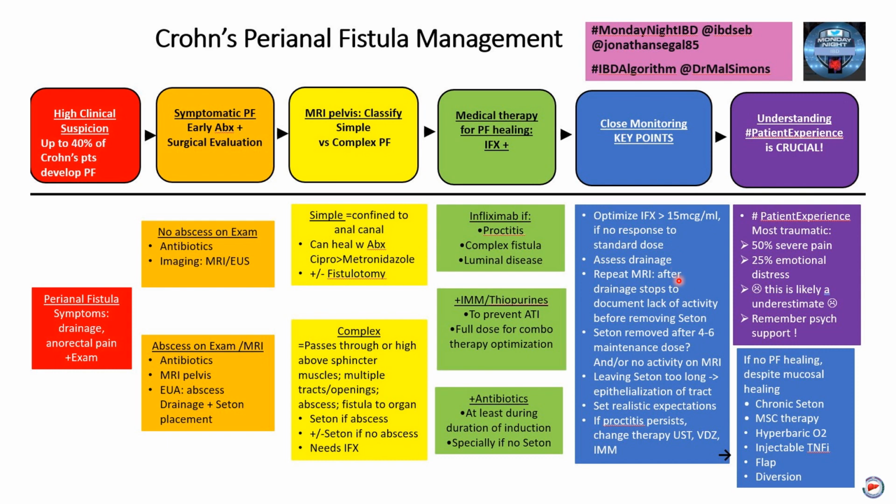If there is no response, assess drainage, repeat MRI. Seton should be removed after 4 to 6 maintenance doses, okay, but till now there is conflict on the time of removal of seton. If there is no healing despite mucosal healing in the rectum, we will shift to other types of treatment like hyperbaric oxygen, diversion, chronic seton, experimental therapy, and so on.